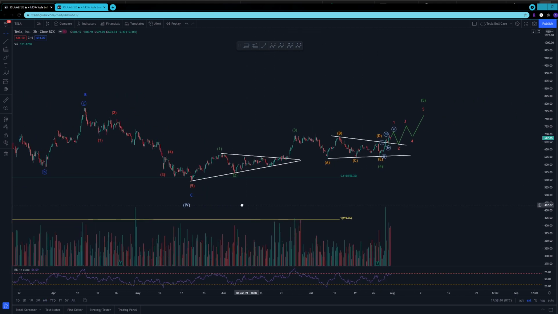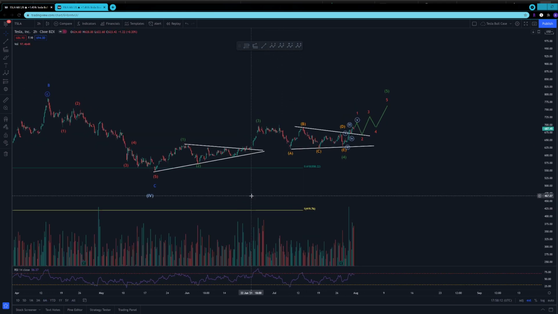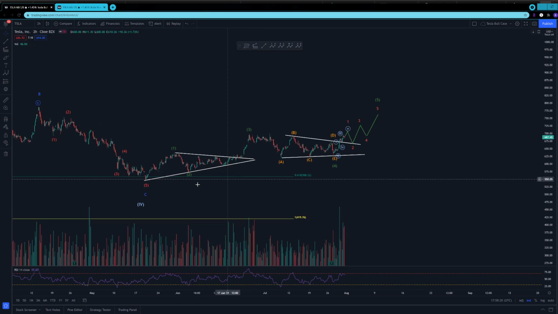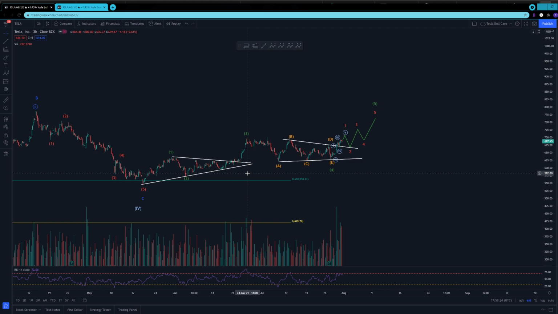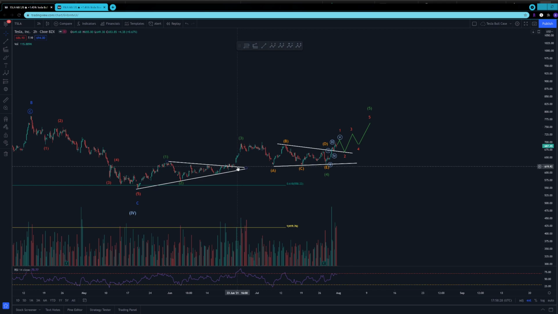Looking at the 6-month timeline, basically what we have is a 5-wave move up for our 1. We had a 3-wave move down for our 2, and we were working on this symmetrical triangle. On this triangle, we broke out, and we've been following this name for a while, and we were watching for this breakout several months ago, or it looks like about a month ago. We broke out, and ultimately we were getting rejected at the 700 mark.